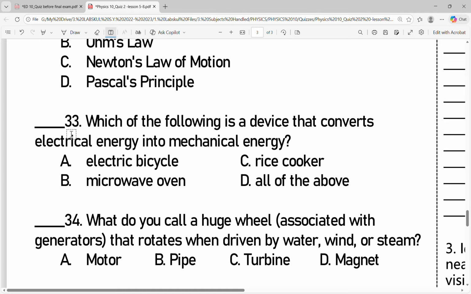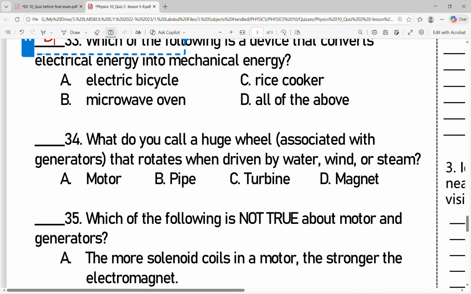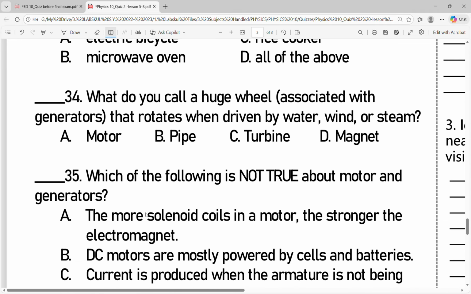That is an example of an electric motor. Examples of which are electric bicycle, microwave oven, rice cooker. So the answer here is letter D, all of the above. Number 34. What do you call a huge wheel that rotates when driven by water, wind, and steam? So that's a turbine. Letter C.